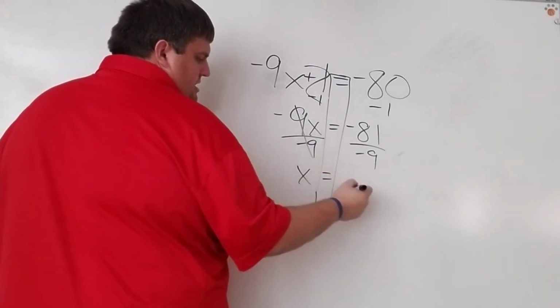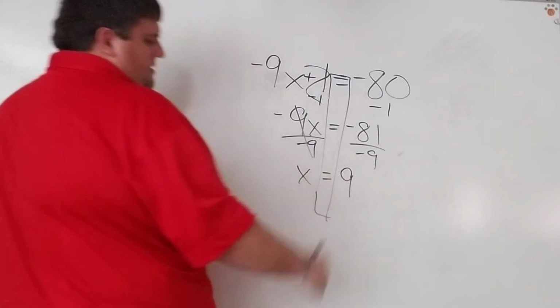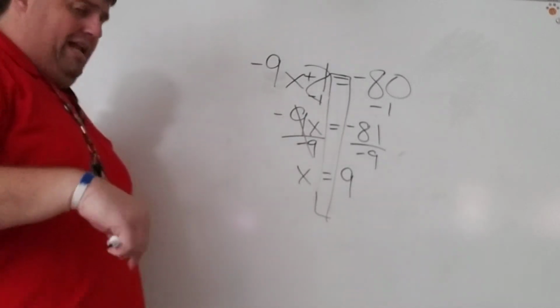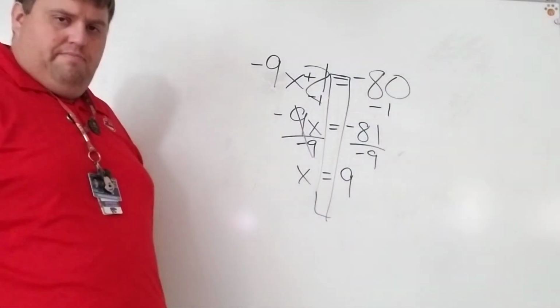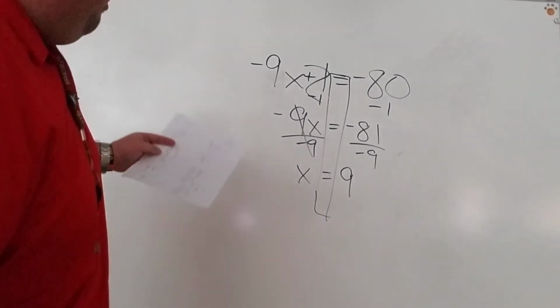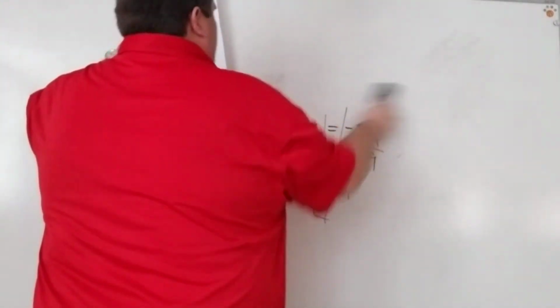And x is going to equal positive 9. Negative divided by negative is positive. That's where I got 9 from. Very nice. Number 5.